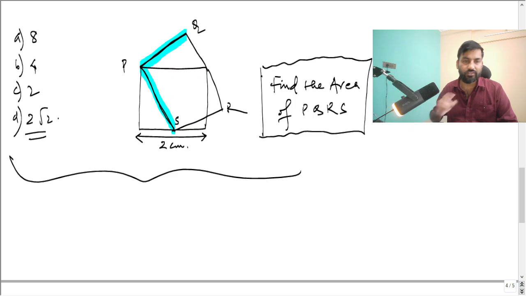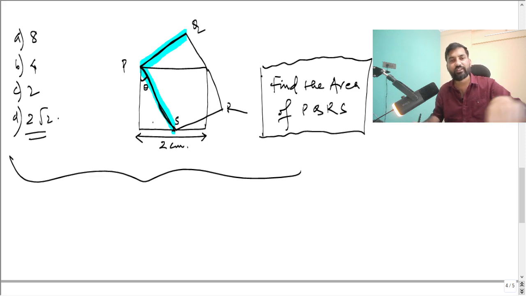So in this question also, you can consider that this is theta. Since we want to find the length of this side, that is PS, what is this side, guys? Since this is a triangle, what can that side be? That is nothing but the hypotenuse, right?